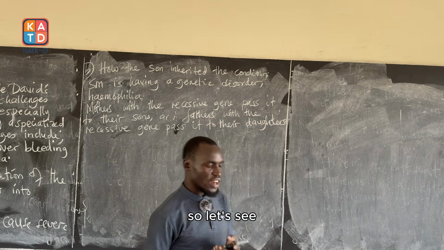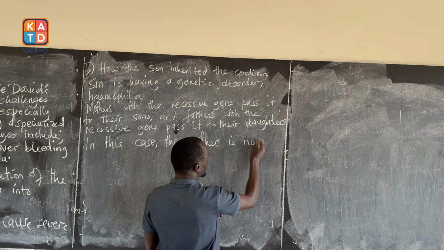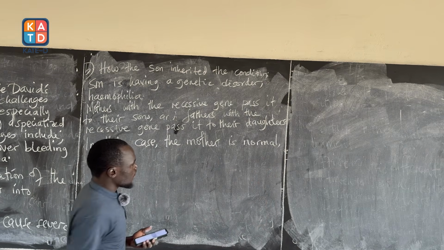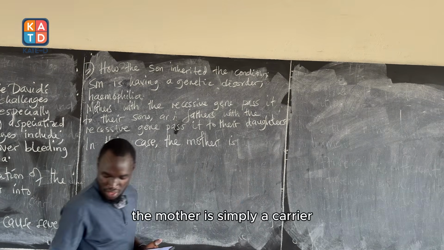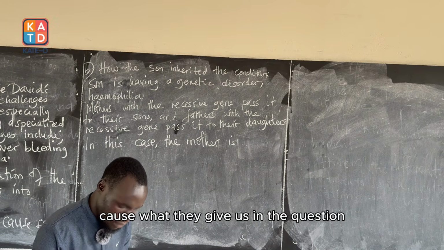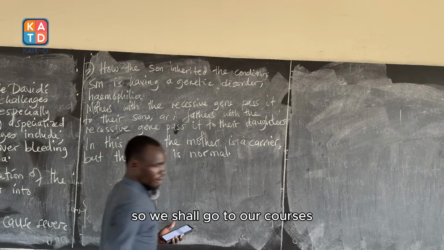So let's see. They are telling you that the mother is normal. And actually, the mother is simply a carrier, because of what they gave us in the question. The mother is a carrier, but the father is normal. So we shall go to our process.